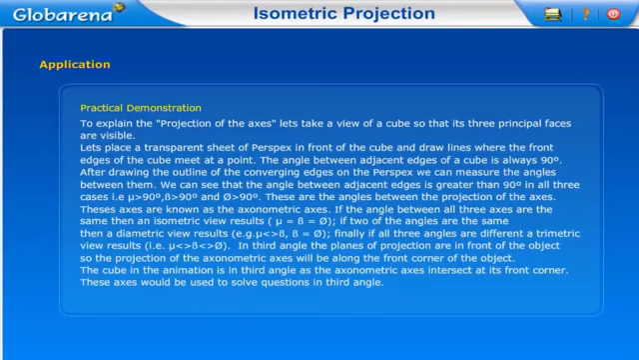In third angle, the planes of projection are in front of the object, so the projection of the axonometric axis will be along the front corner of the object. The cube in the animation is in third angle, as the axonometric axis intersect at its front corner. These axes would be used to solve questions in third angle.